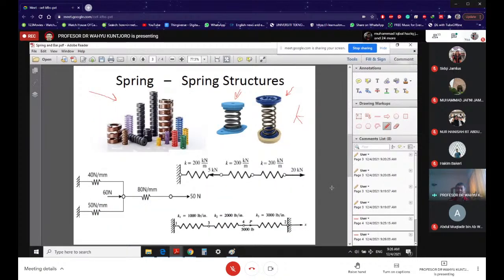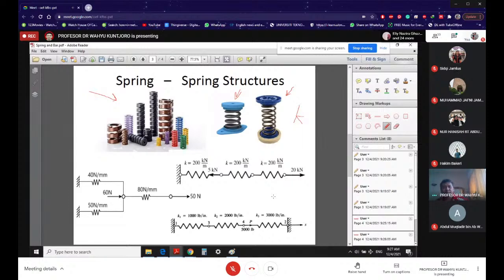And if you look at the spring, it is also the same. You see here, the spring here, they have the same axis. The spring here, they have the same axis. All right, so meaning that we can regard this as an axial problem.